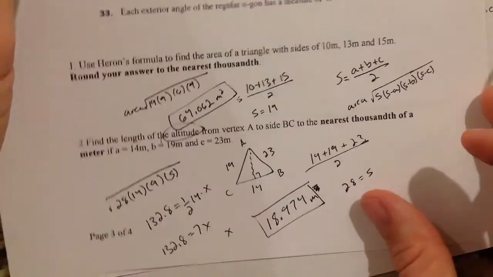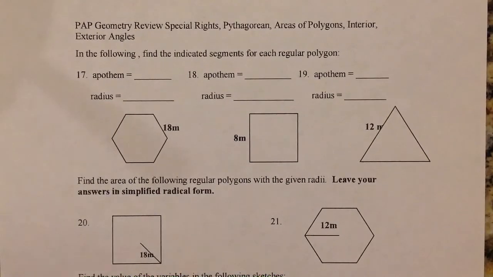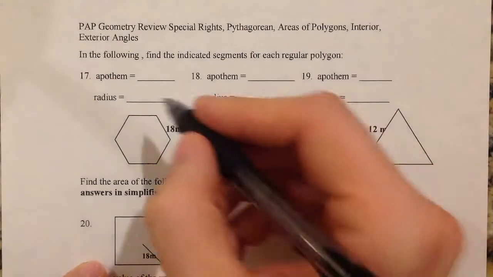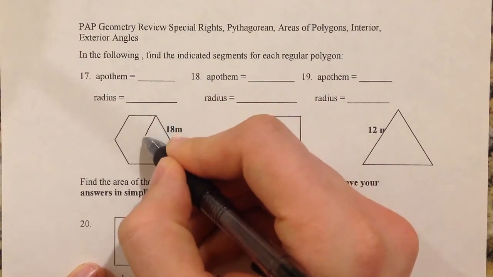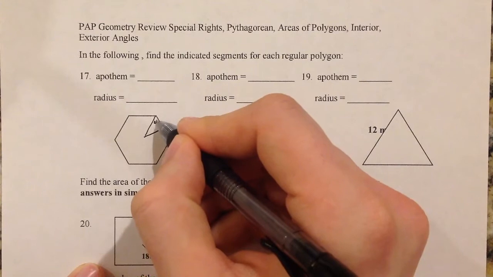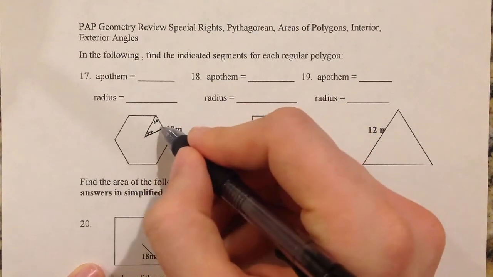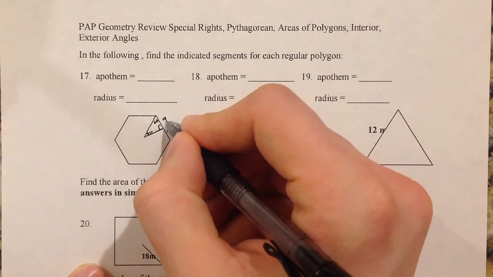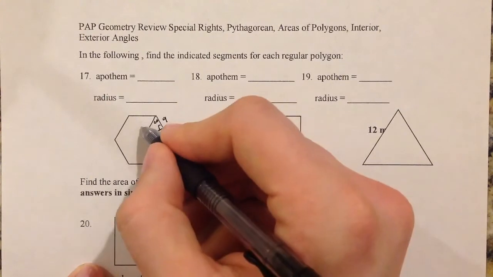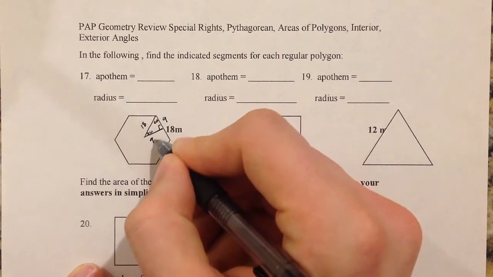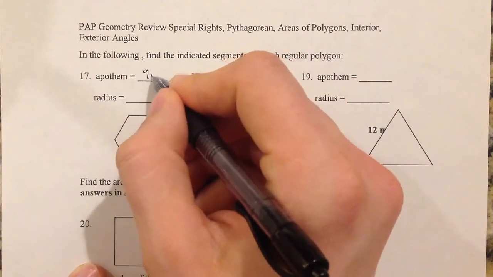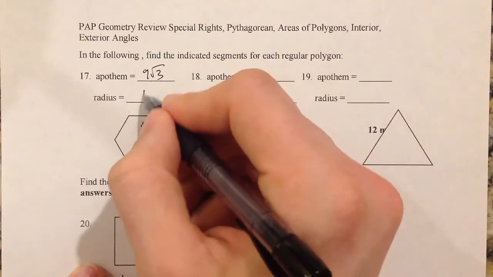Continuing on. I need page 4. Alright, here we go. Final page. I need the apothem and the radius. Now I'm going to do all these assuming that you know your corner values. This is very important. So in a hexagon, if I drop in my radius and my apothem, this is going to be a 30-60-90 triangle. If this whole side is 18, this side over here is going to be 9. 9 is across from my 30, so 18 will be my radius, and the 9 square roots of 3 will be my apothem. So I have 9 square roots of 3 for my apothem, and I have 18 for my radius.